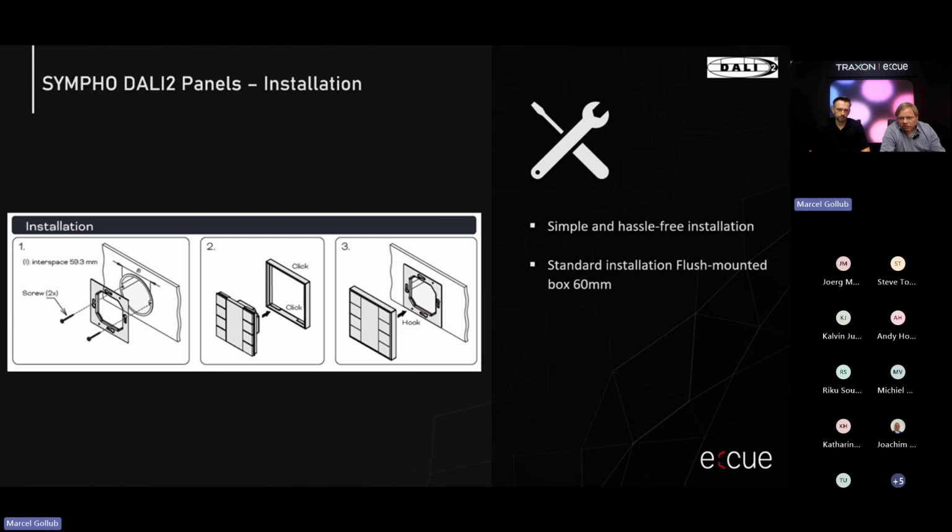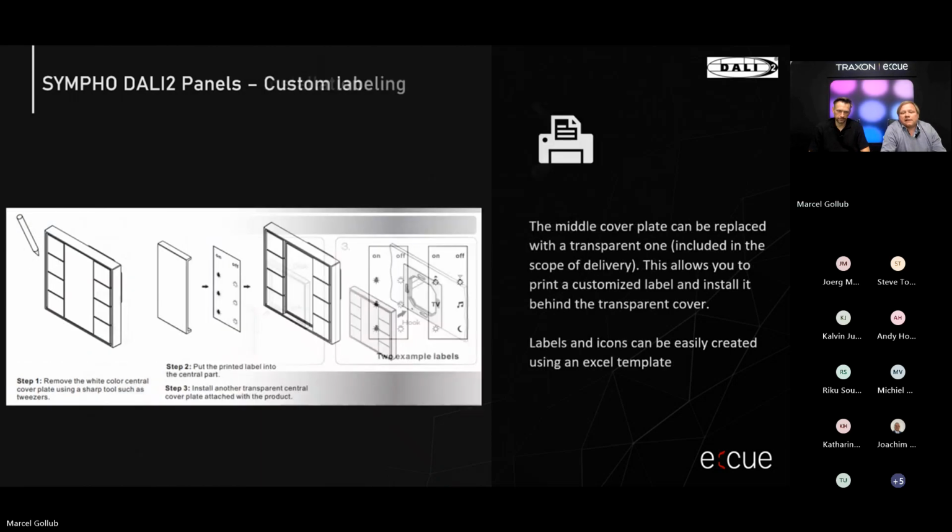Coming to the installation, the devices are designed for standard European gang boxes of 60mm diameter. Basically, there's a mounting plate, and then the device can be hooked with a frame onto this mounting frame. How this works, I will show you in a second.